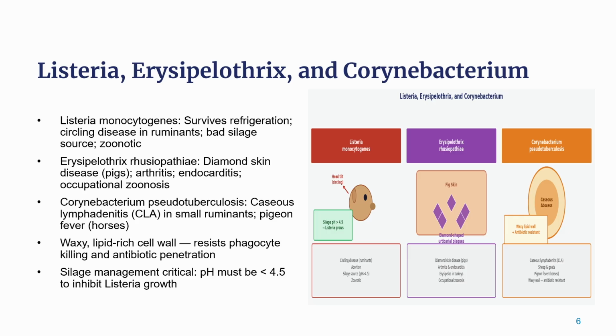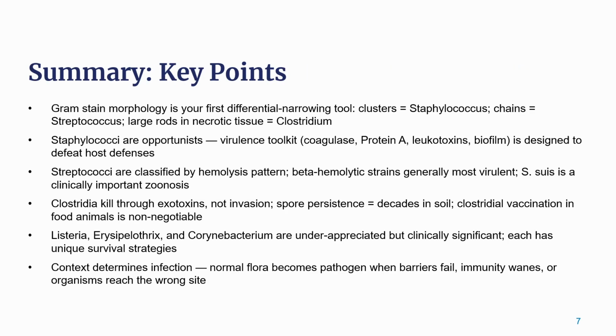C. pseudotuberculosis, causing caseous lymphadenitis, is one of the most economically important small ruminant diseases worldwide. The waxy, lipid-rich cell wall makes these abscesses incredibly resistant to antibiotics, which is why culling is often the recommended management strategy.